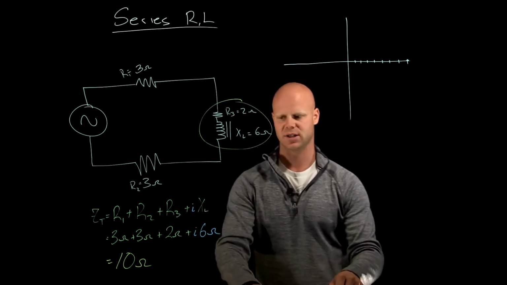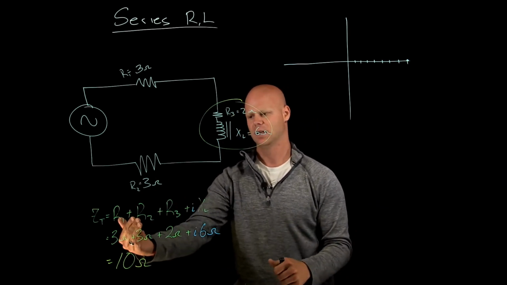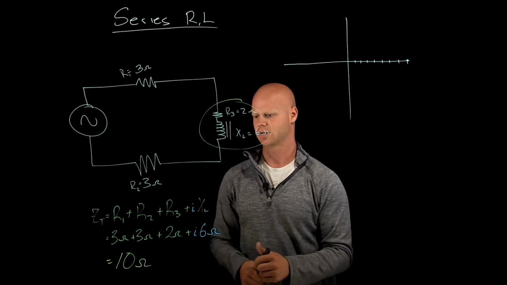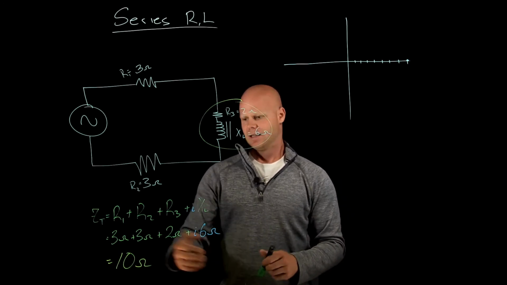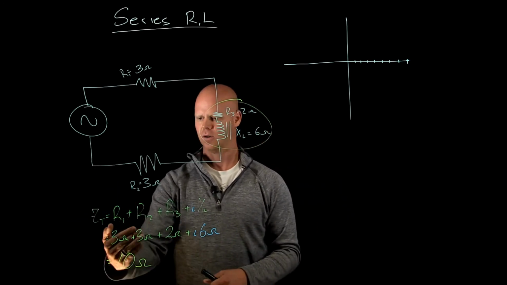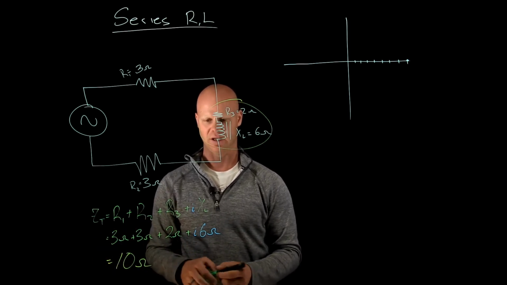Another way that I could do this, so this is rectangular form, I'm using the horizontal and the vertical components. Okay, that 10 ohms is the value of the impedance.